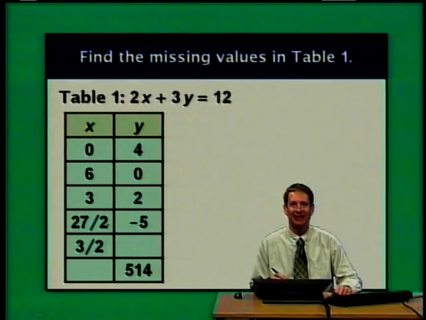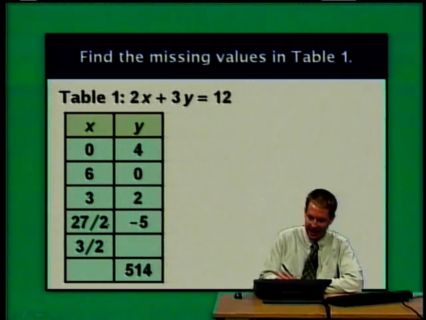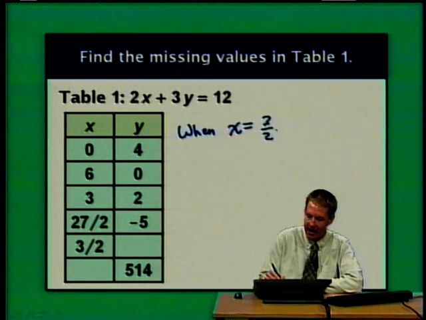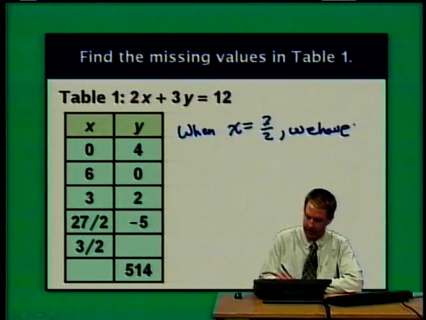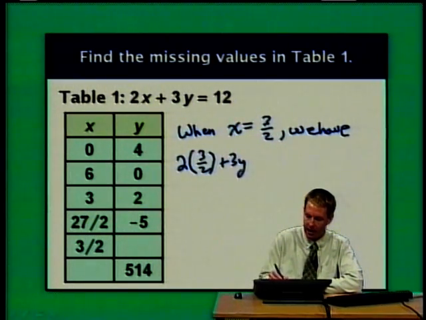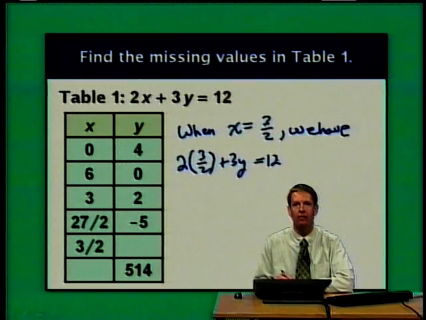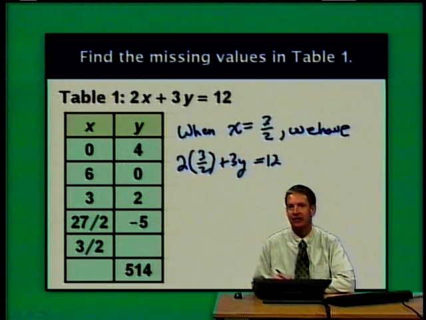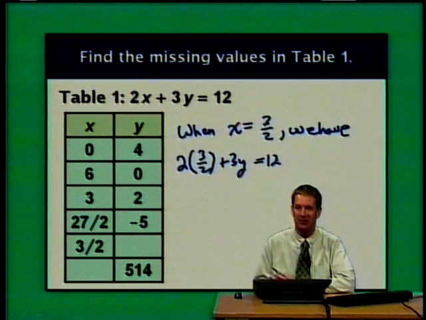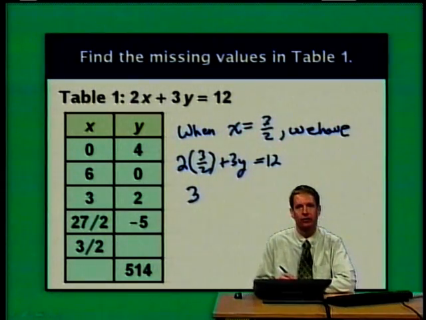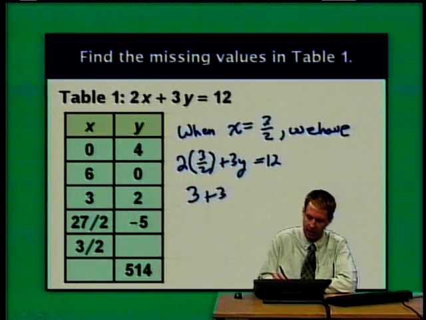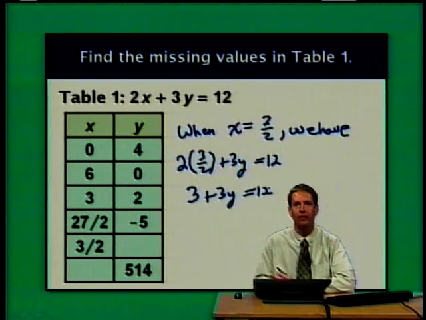2 more rows. What about when x is 3 halves? When x is 3 halves, we have, let's see, 2 times 3 halves plus 3y equals 12. 2 times 3 halves is the same as 2 times 3 times a half. 2 times a half is 1. So the first term on the left just simplifies to 3. So we have 3 plus 3y equals 12.